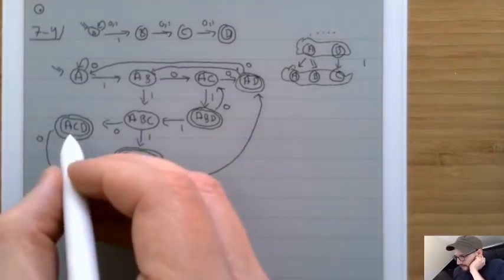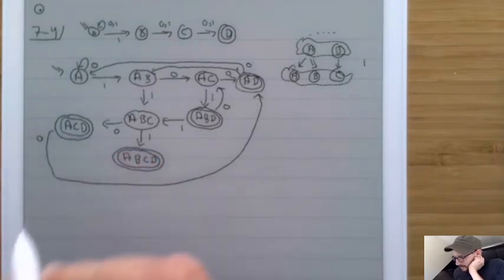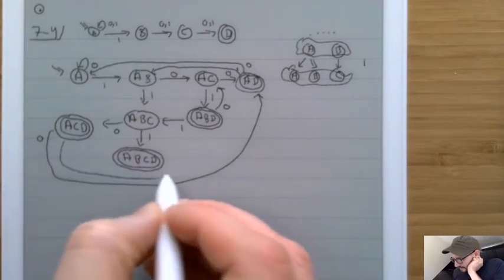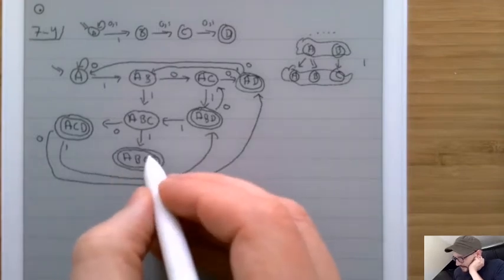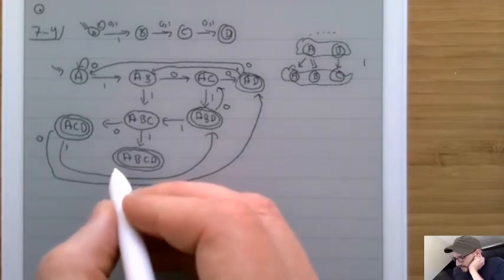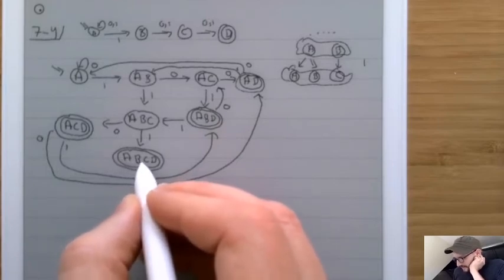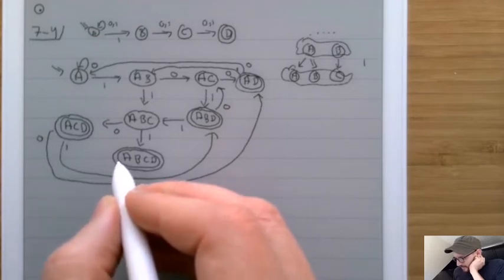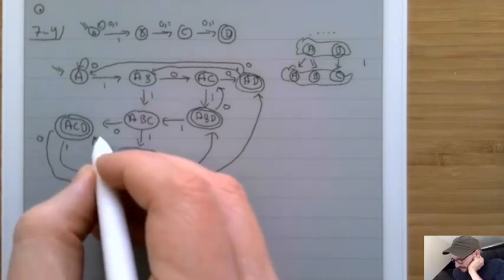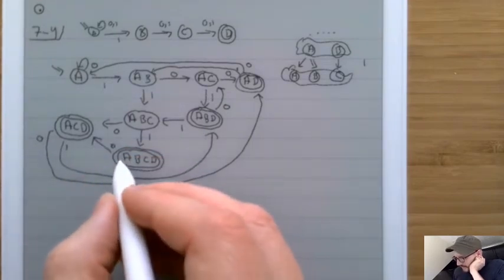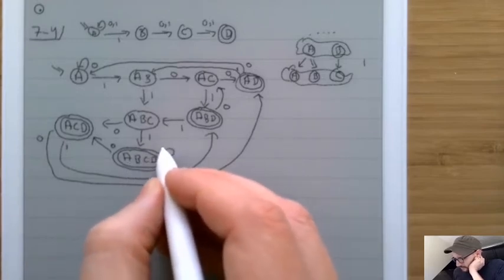What about on a 1? The A part would go to AB, the C part would go to D, so therefore we would go to ABD. We'll go over here, up there on a 1 to ABD. What about ABCD? On a 0, A would go to A, B would go to C, and C would go to D, so therefore we would go to ACD, which is that one right there, on a 0. And on a 1, A would go to AB, B would go to C, C would go to D, and D would die, so therefore there would be a loop here on 1.